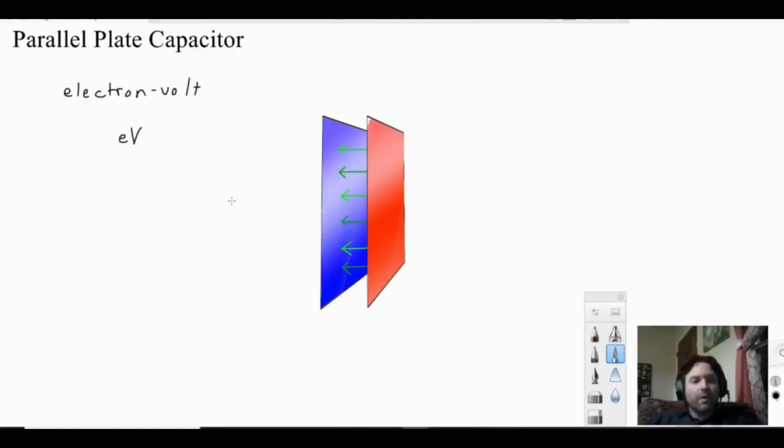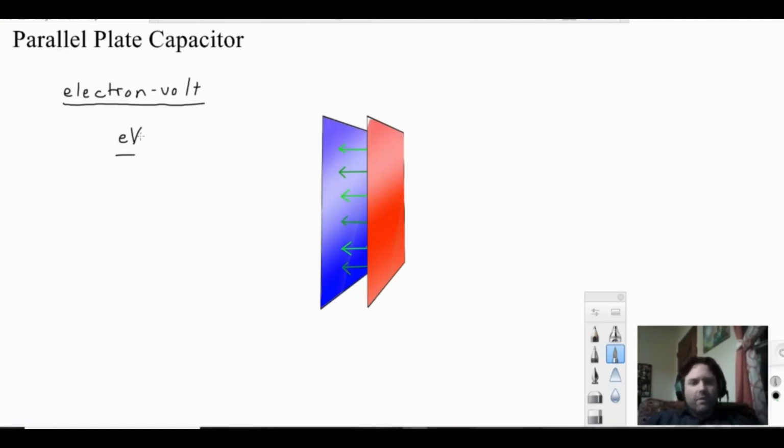Hey there. Okay, so I'd like to introduce a new unit, the electron volt. It is usually written as eV, and we even call it eV. Not very many people say electron volts, but the unit eV is actually really important in physics, and I think now is a good time to introduce it because the parallel plate capacitor is a really great example of how we came across this unit.